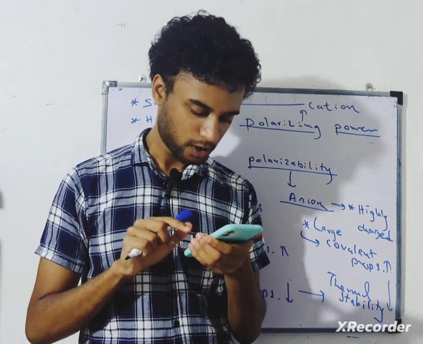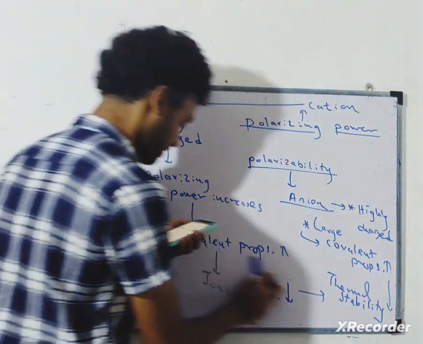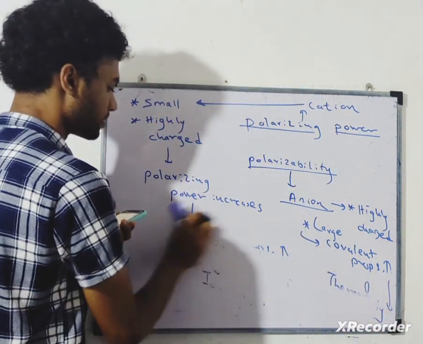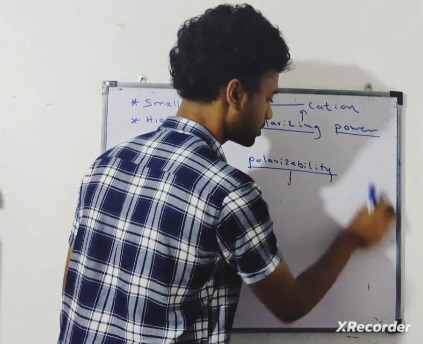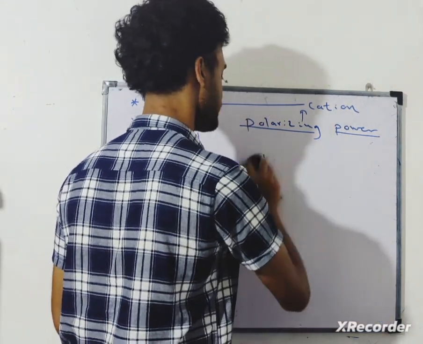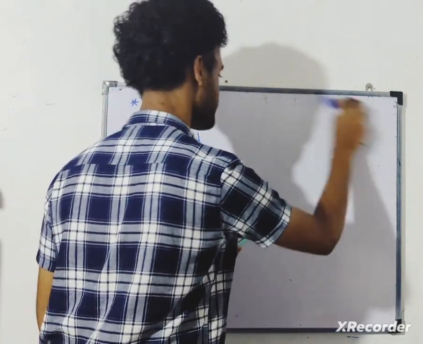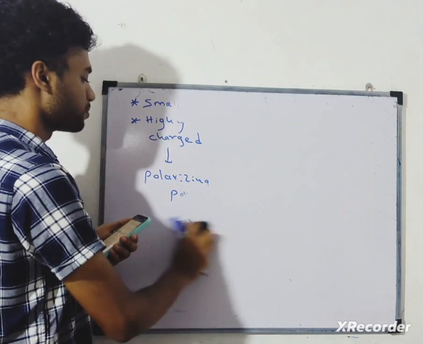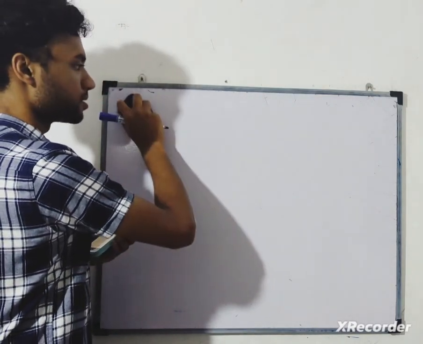We have the same question to do. I explained the theory, so let's compare these now. If the anion is large and highly charged, polarizability increases, and then the covalent properties increase. When the cation is small and highly charged, polarizing power increases, and when the polarizing power increases, the covalent properties increase.